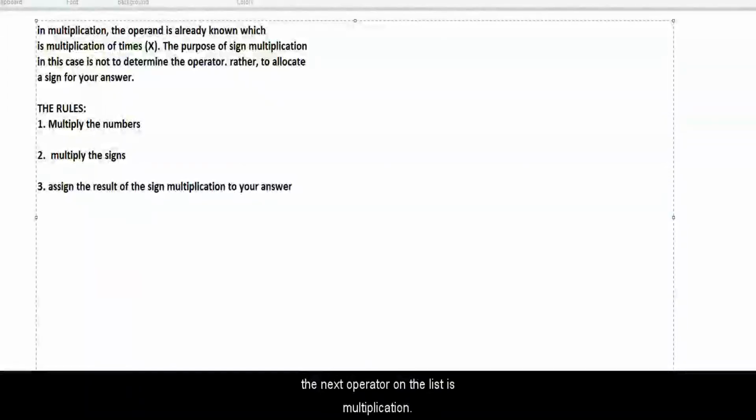Okay, welcome back. We talked about addition and subtraction operators. The next operator on the list is multiplication. Multiplication is a bit different from addition and subtraction.